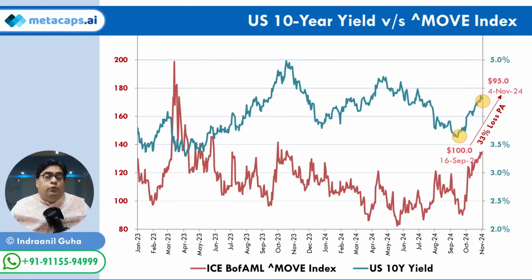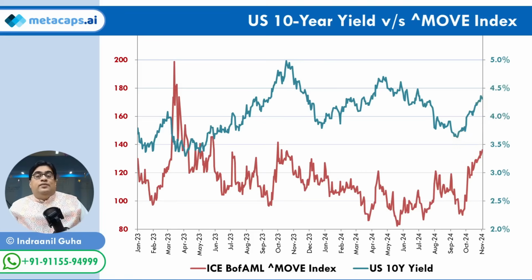A reading of more than 120 usually represents a very, very high level of volatility in the US government bond market. What we have had in the last 1 week or so is the MOVE Index shooting up to as high as 136, which is a very, very high reading. And this was caused by this almost 70 basis point spike in US government bond yields over the last couple of weeks.